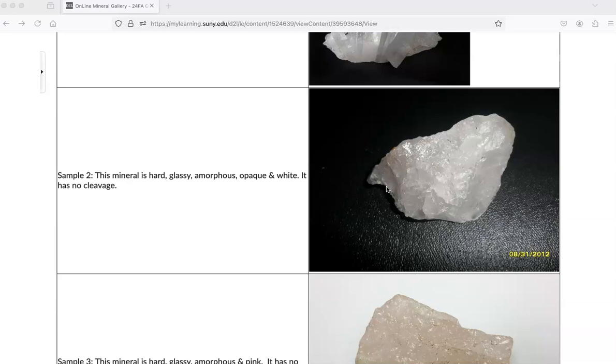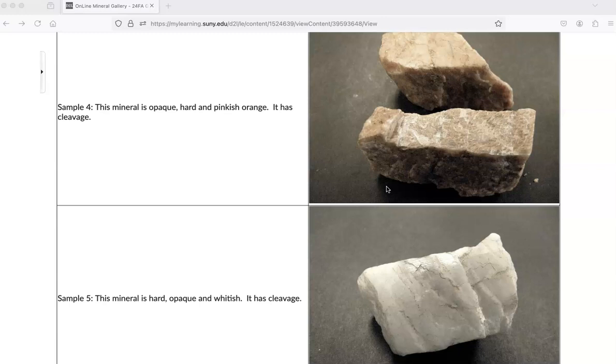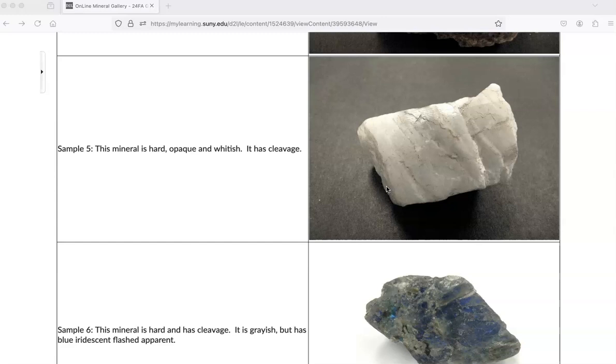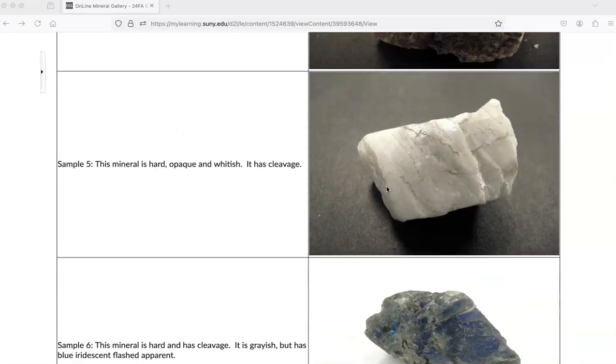So chert looks very unique. These are much glassier, vitreous, as it were. 4, 5, and 6 also have something in common. And they are all members of what family? These are all feldspars. Good.